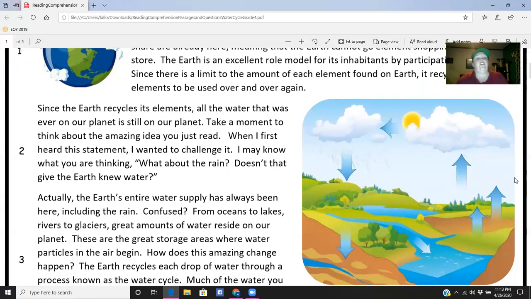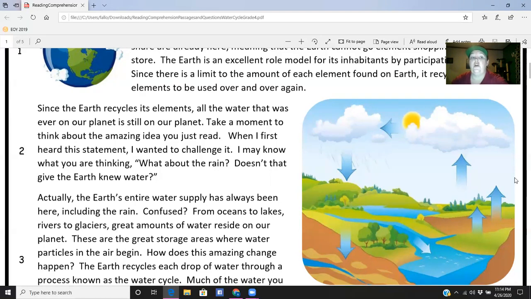Looking at paragraph 2. Since the Earth recycles its elements, all the water that was ever on our planet is still on our planet. Take a moment to think about the amazing idea you just read. When I first heard this statement, I wanted to challenge it. I may know what you're thinking. What about the rain? Doesn't that give the Earth new water?